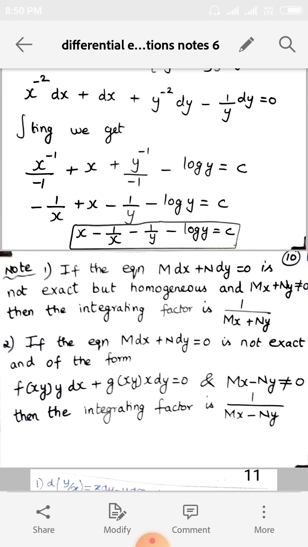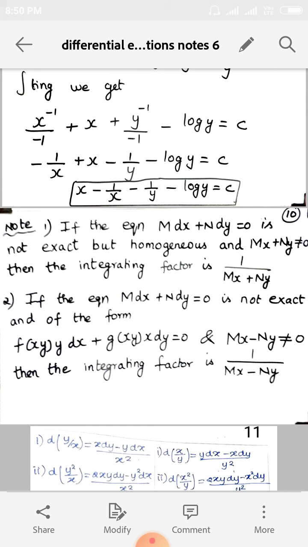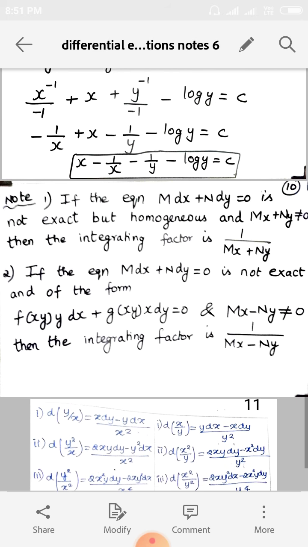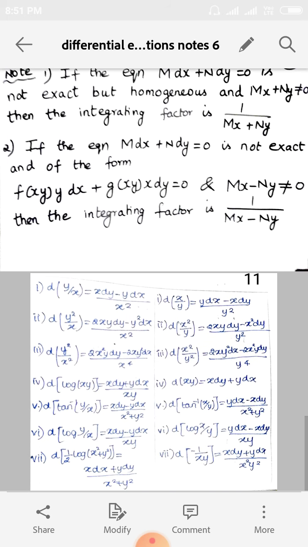And the second note: if m dx plus n dy is equal to 0 and not exact and of the form, what form? f of x comma y into y dx plus g of x comma y into x dy is equal to 0 and mx minus ny is not equal to 0, then the integrating factor is 1 by mx minus ny. So let us see some important formulas. These are the formulas very useful for finding the integrating factors.